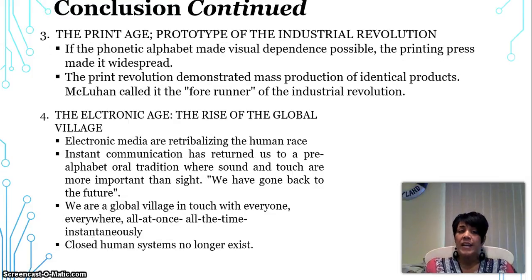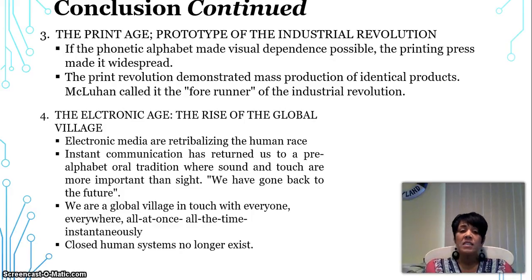Then we moved into the print age, where we had the prototype of the Industrial Revolution. The phonetic alphabet made visual dependency possible. The printing press made it widespread. Print demonstrated mass production of identical products. McLuhan called it the forerunner of the Industrial Revolution.